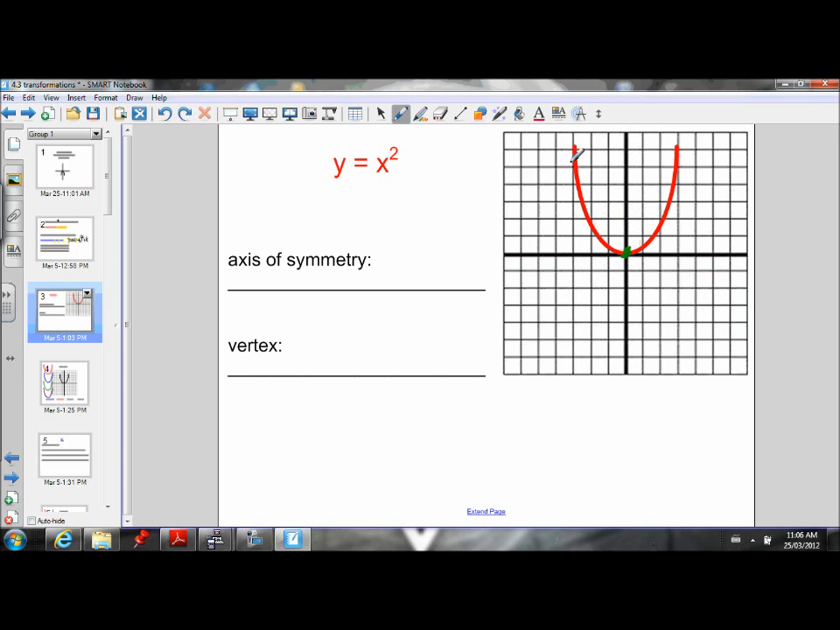As we increase x values, the y values are going to decrease until it gets to that vertex. Then as we continue to increase the x values, the y values to the right of the vertex will then start to increase. Okay? So this parabola will never go below this point right here. That is the minimum value. So in this case, the vertex is a minimum value. The vertex of this parabola, because it's at the origin, is (0, 0).